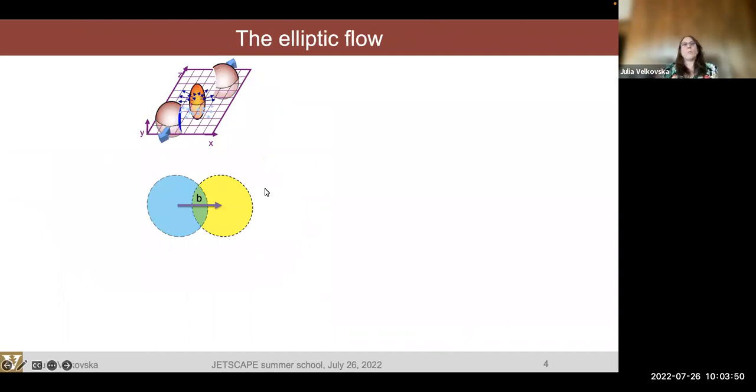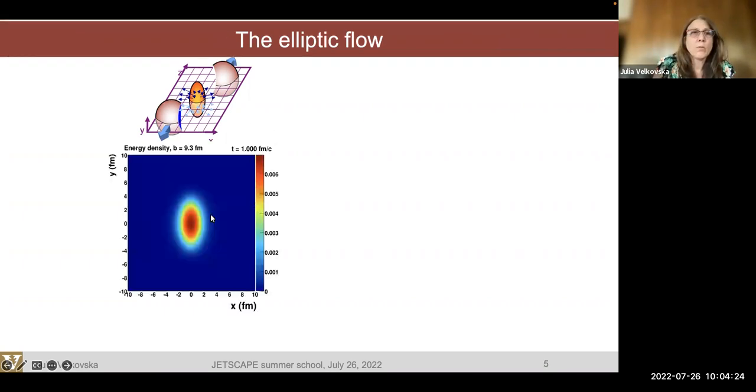So we're going to talk about collectivity. I'm going to start with the simplest picture, discussing the elliptic flow. You have two nuclei coming at each other along the z-axis. They collide and the overlap zone is an ellipsoid shape. And in the transverse plane, you can define an impact parameter, and the impact parameter and the z-axis define the reaction plane.